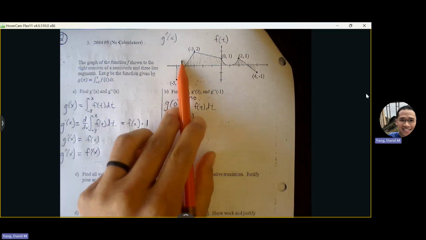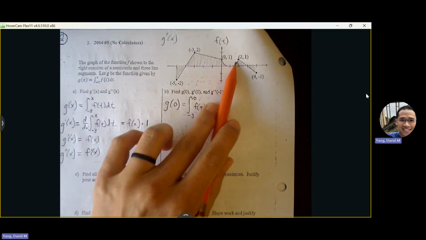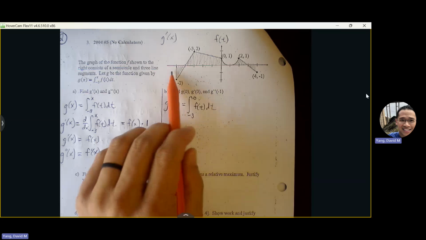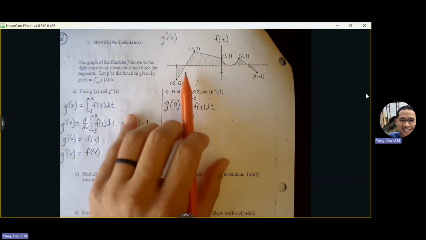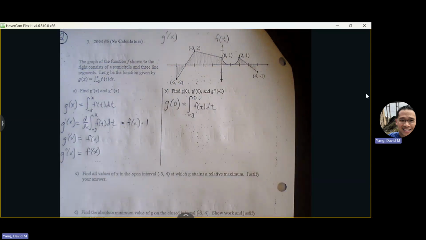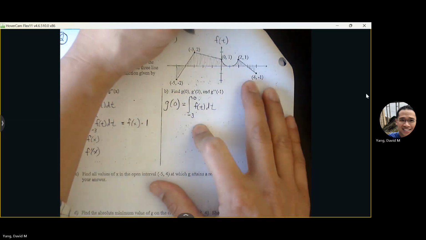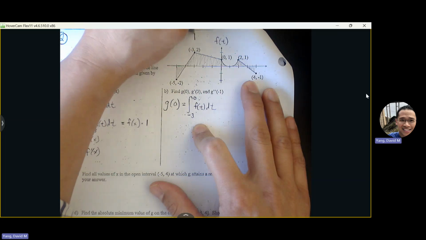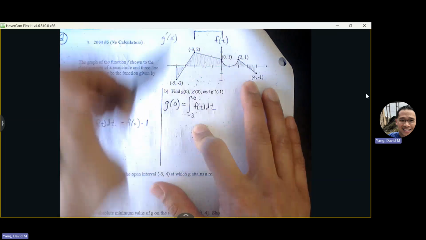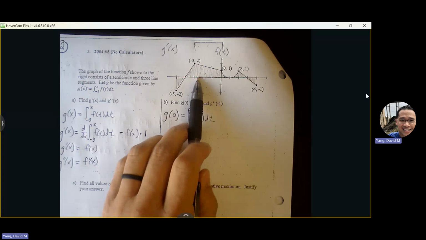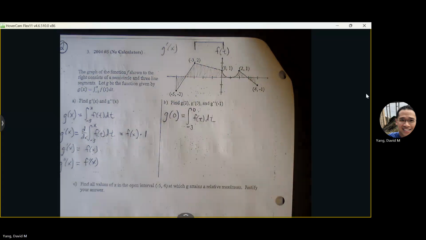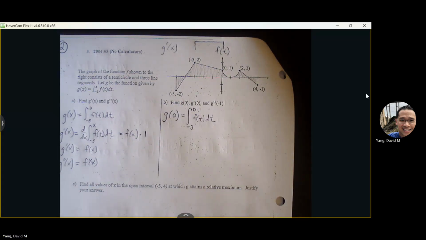You may see triangles above and below. You may see all these different shapes, but if it's outside of the shaded region, then it's not part of our problem. Okay, so we're looking at the region from -3 to 0. So we're looking at this region here.